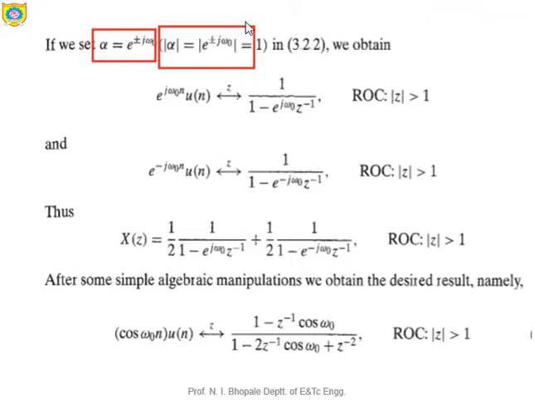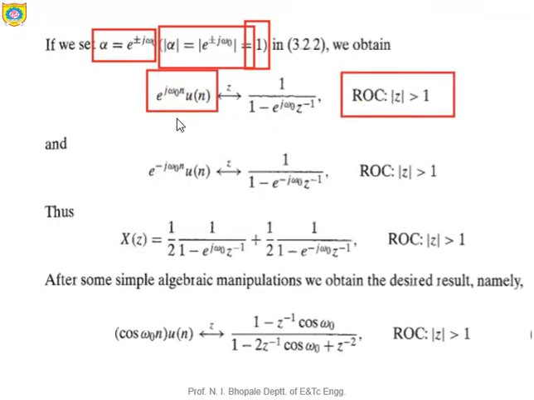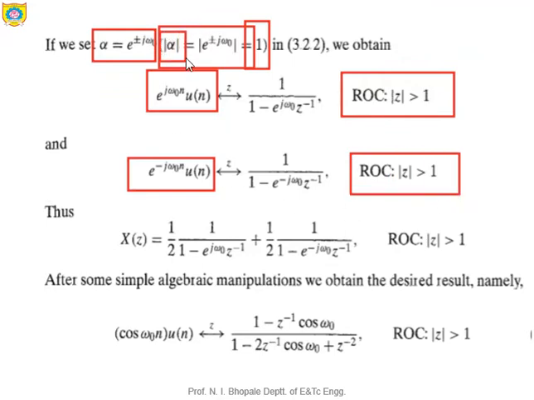So it will result in the value that is 1. So that is why mod z is greater than 1 when e raised to positive power of j omega 0. When e raised to minus j omega 0, again it is mod z greater than 1 because we are dealing with the mod of the alpha.